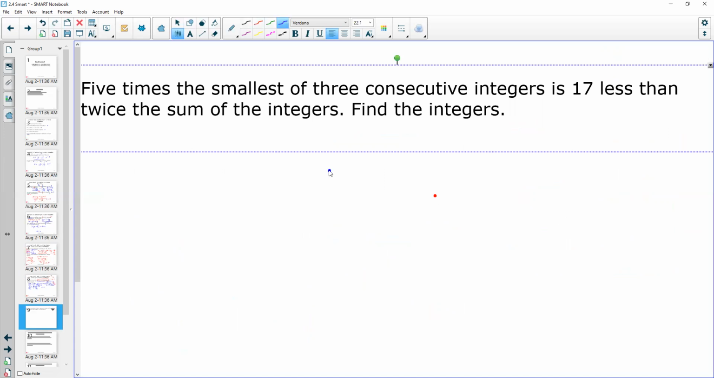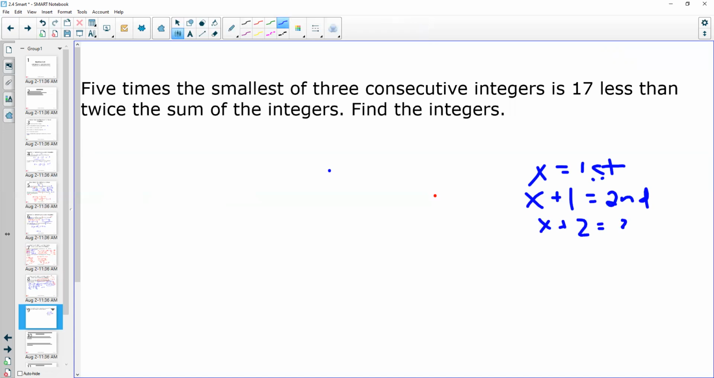Okay, 5 times the smallest of 3 consecutive integers is 17 less than twice the sum of the integers. Find the integers. Well, the first thing we need to do is name them. So x is the first one. 3 consecutive, doesn't say even or odd, so I don't need to worry about twos. They're just in a row. X plus 1 is the second, x plus 2 is the third.